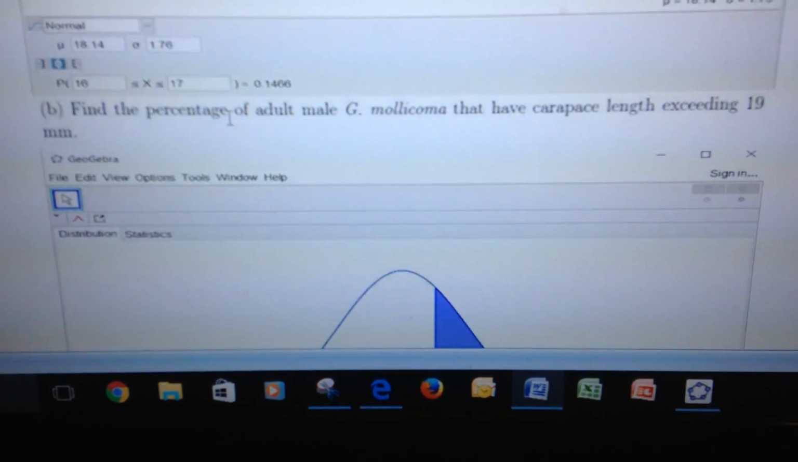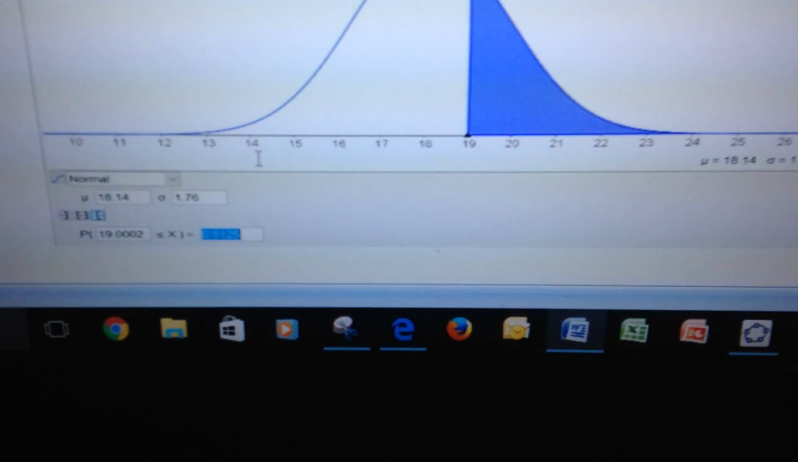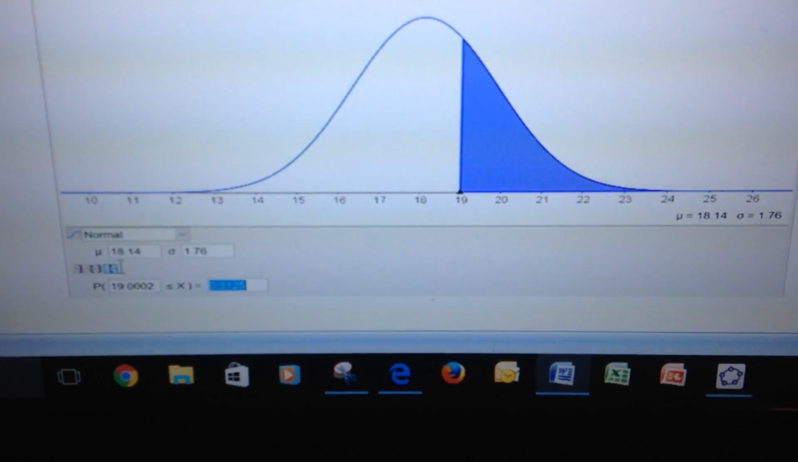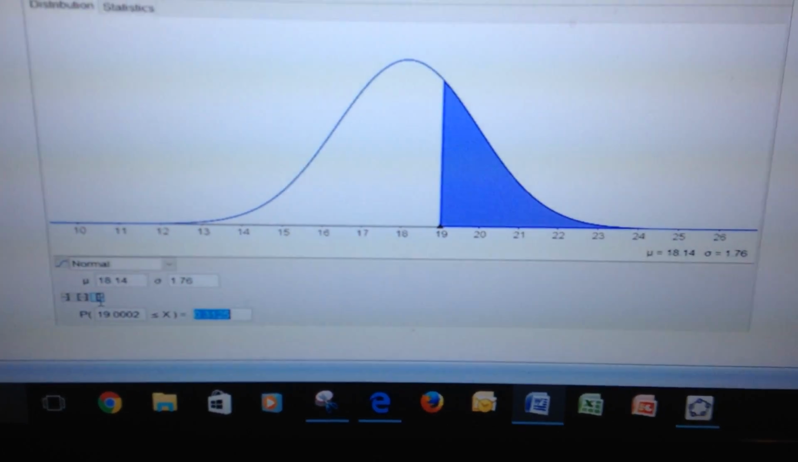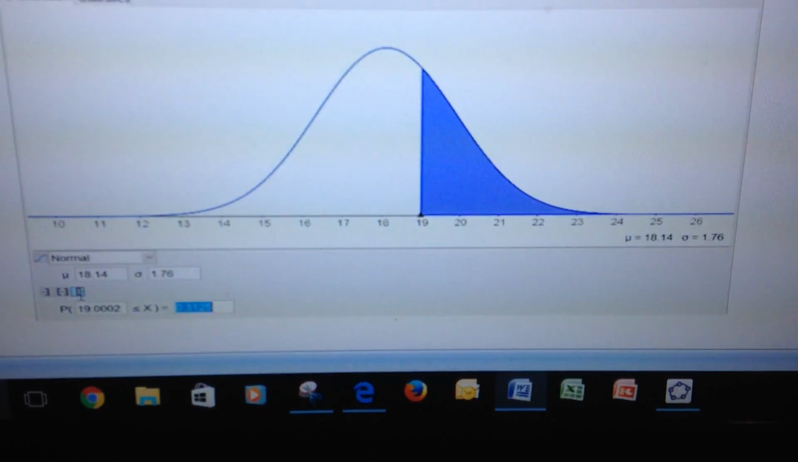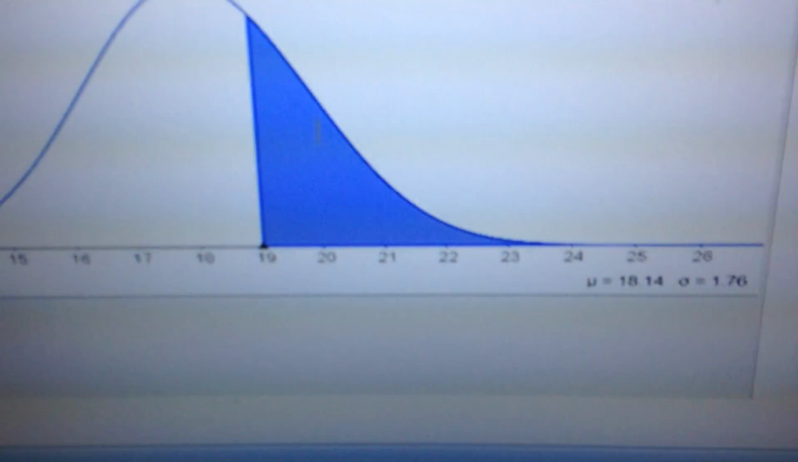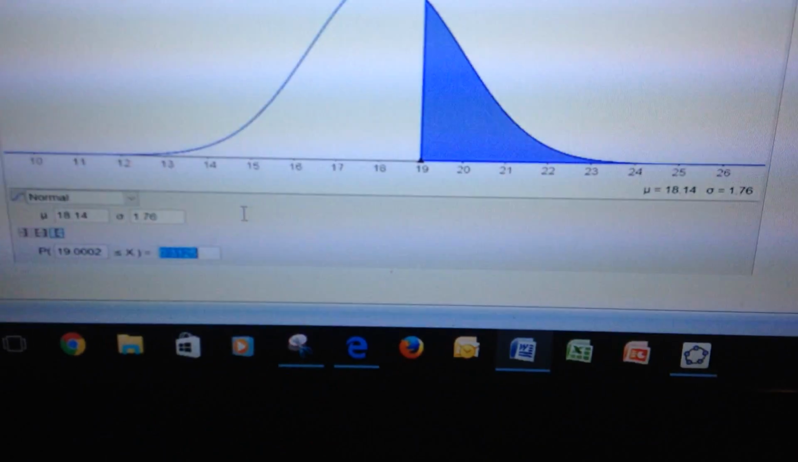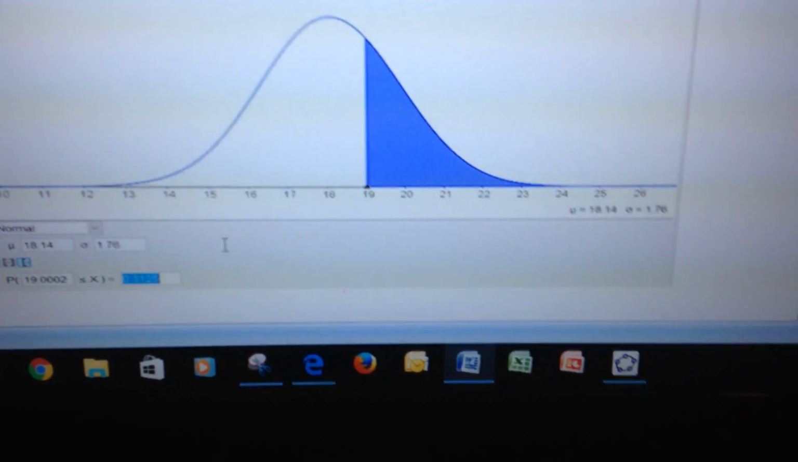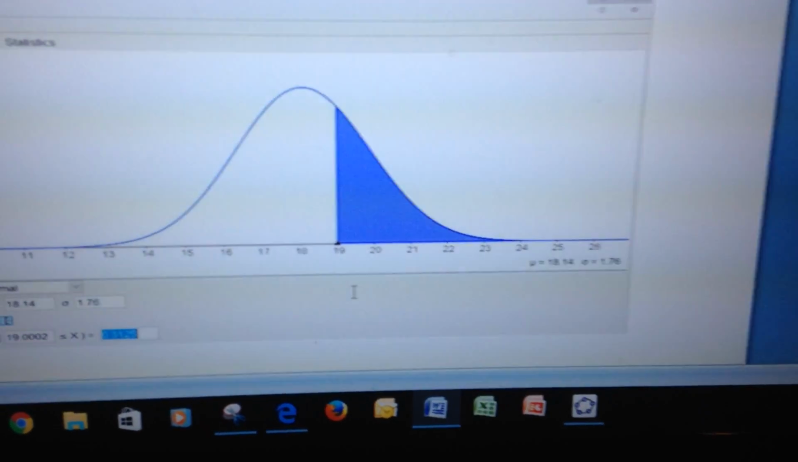Part B says find the percentage of adult males that have a carapace length exceeding 19 millimeters. GeoGebra has this really neat little thing that you can do the smaller than values, larger than values, or in between values. So I switched it to the larger than, so we wanted greater than 19 millimeters, and put in 19 there, and it came out at the area under the curve from 19 going to the right is 0.3125. So about 31% of the spider population will have a carapace of greater than 19 millimeters.